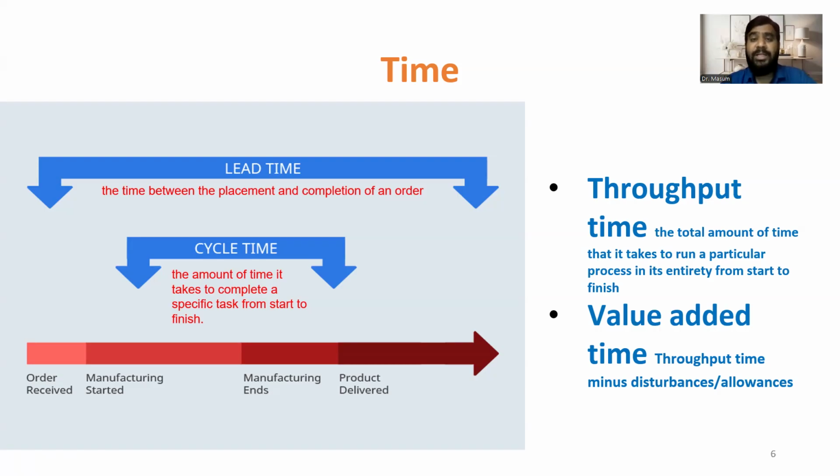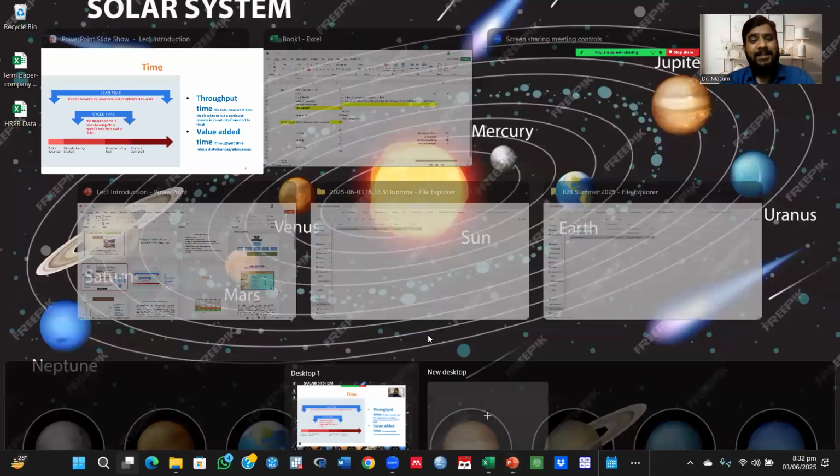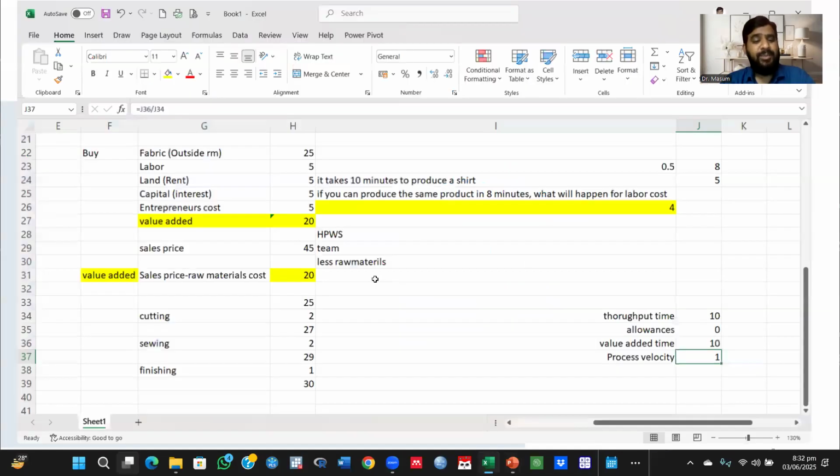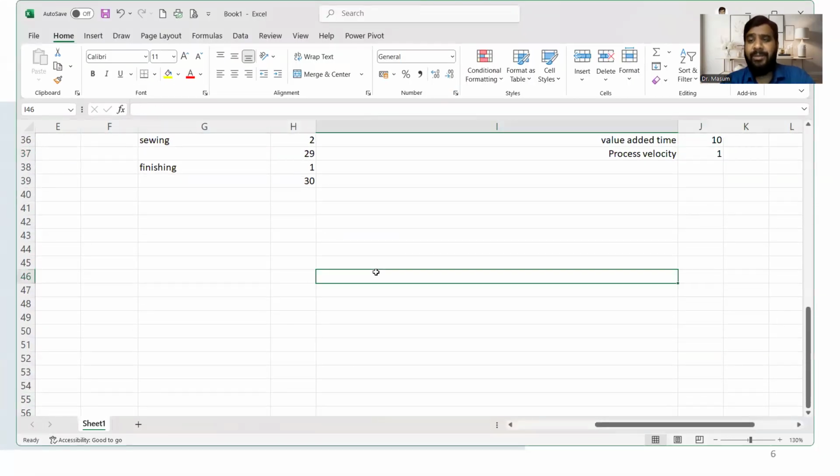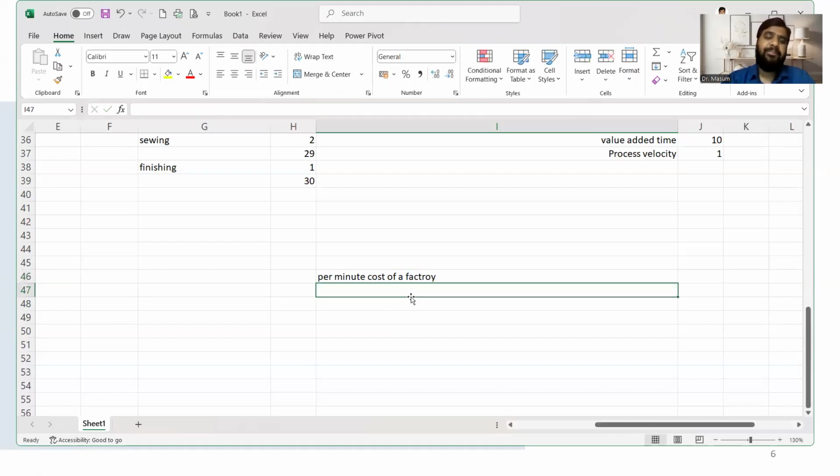It is time, minutes. Now you can convert it into financial calculations, because if you have any experience of visiting any manufacturing company, you will find that every company has a calculation of per minute cost of a factory. Usually we say PMC, per minute cost of the factory. That means every minute is important.